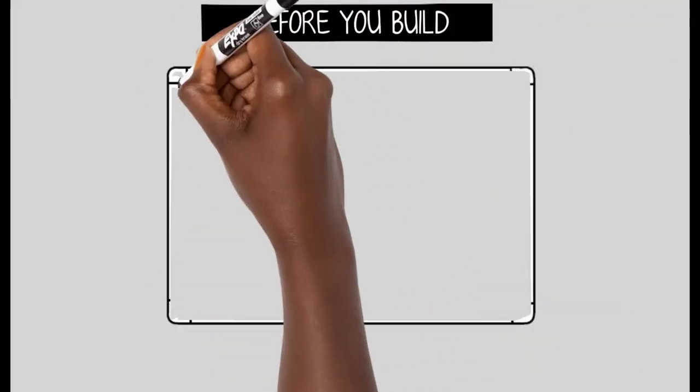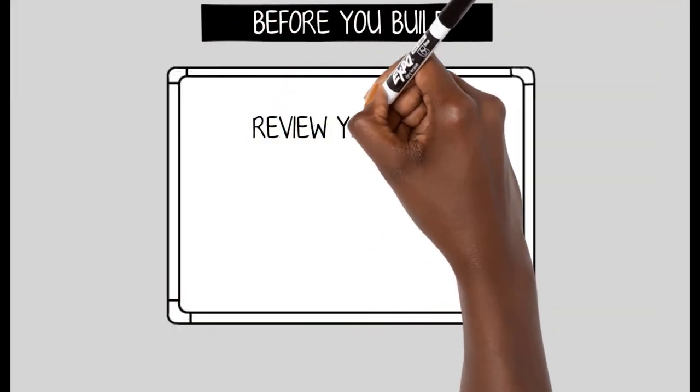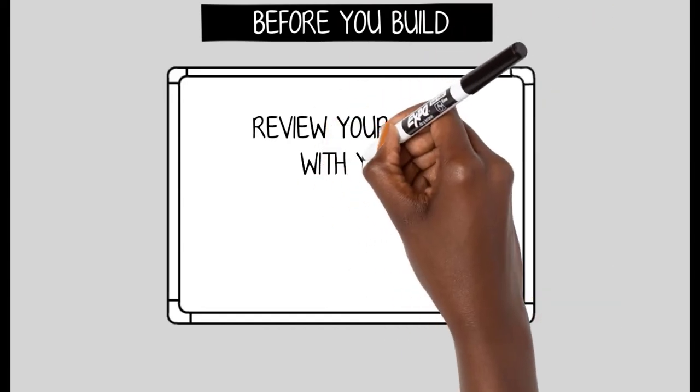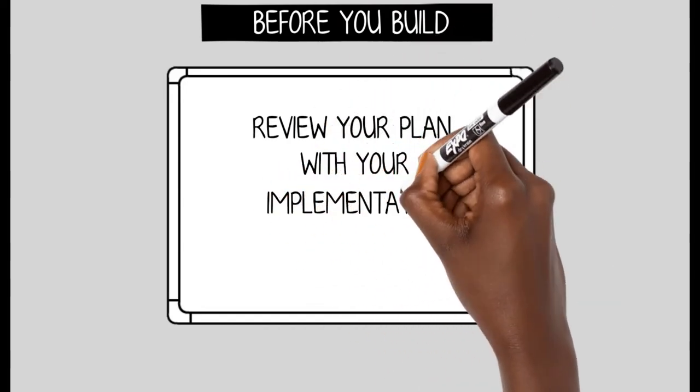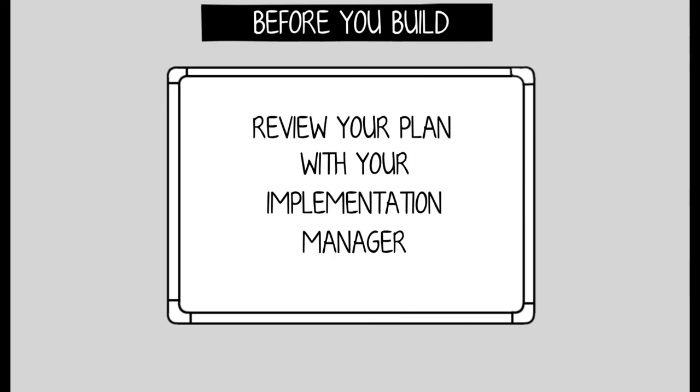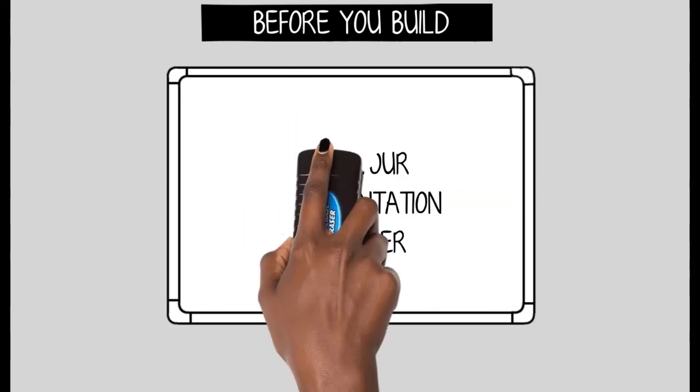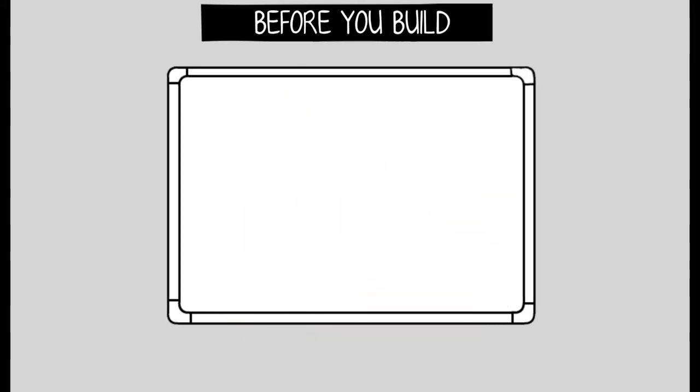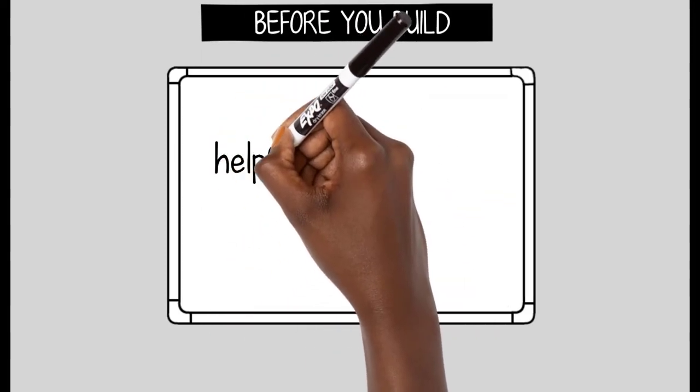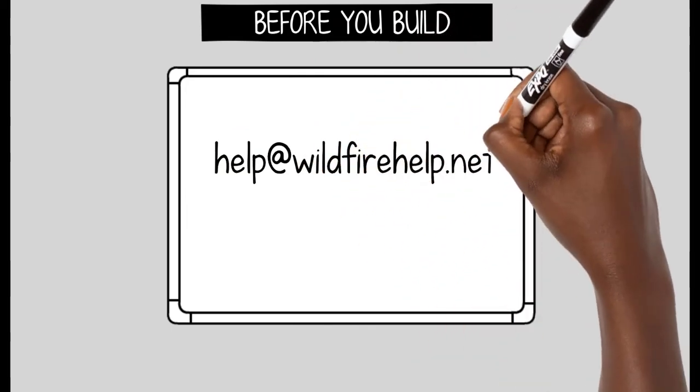Before building your website, it will be helpful for you to review your plan with your implementation manager. Because each situation and website is different, it is important to work this through one-on-one. If you do not have an email address for your implementation manager, contact help@wildfirehelp.net.